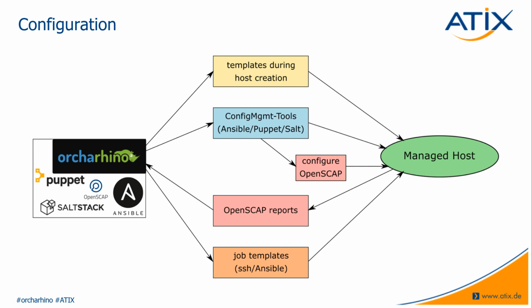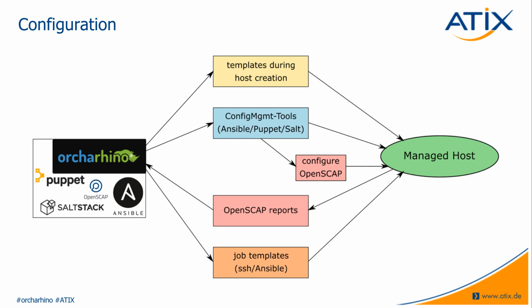Using these config management tools, we can also configure the so-called OpenSCAP policies. With OpenSCAP, we can define certain policies. For example, a service should be running, a package should not be available, or something similar. Then the OpenSCAP run will check if the policies are fulfilled. If this is the case, then everything is fine. If not, the host will report it's non-compliant. In the OpenSCAP report, we will see what needs to be done to make the host compliant again.